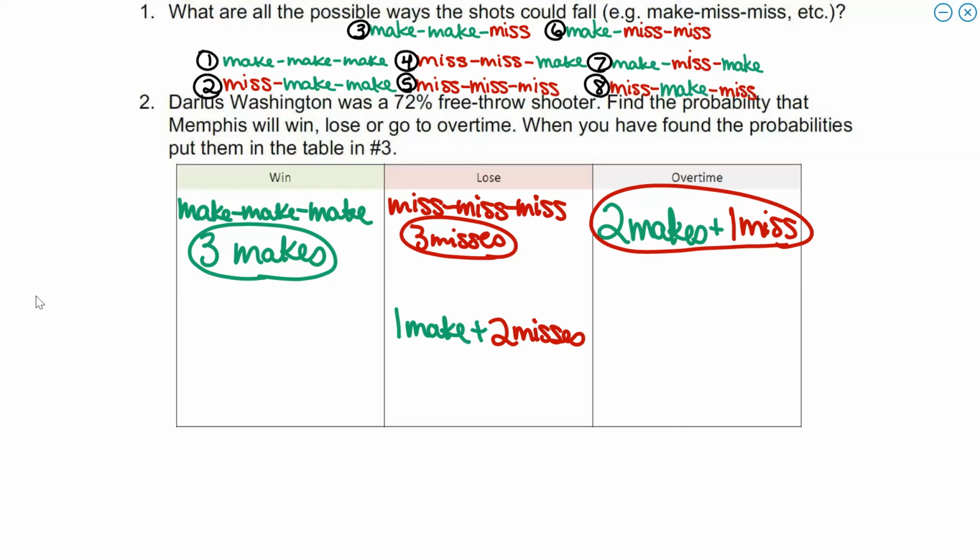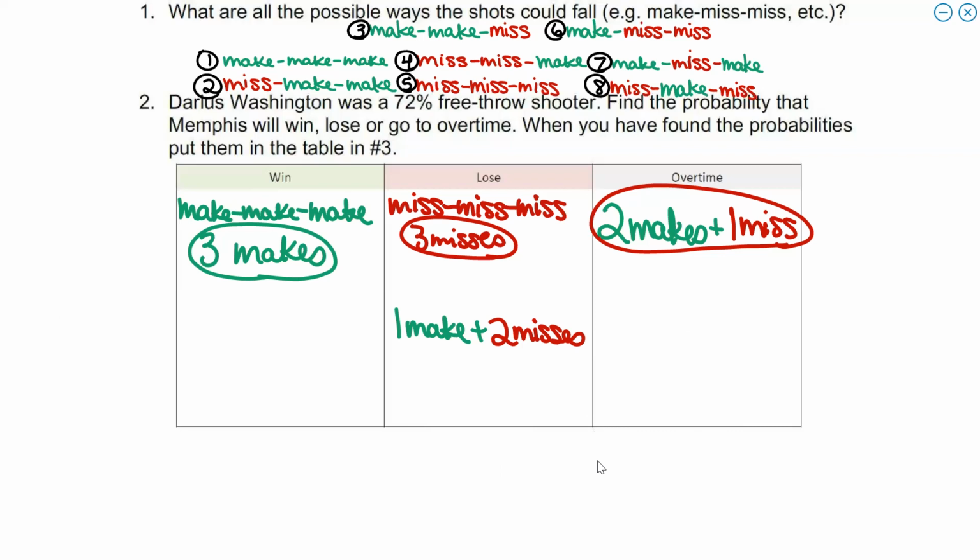So what's the probability that he makes 1 shot and misses 2 shots? 0.056, but then don't forget to multiply it by 3. Yes. Times 3. So we get 0.169 here. All right, and now let's look at going into overtime.